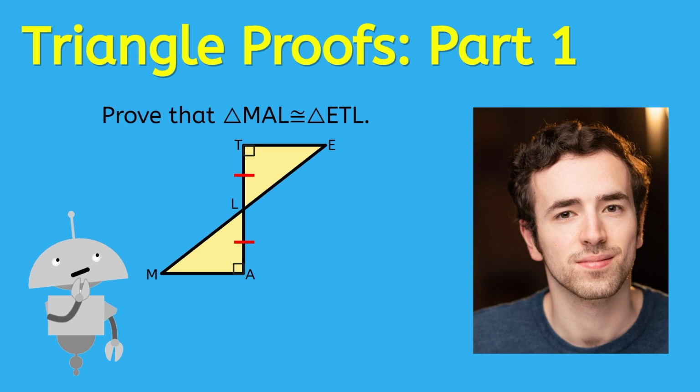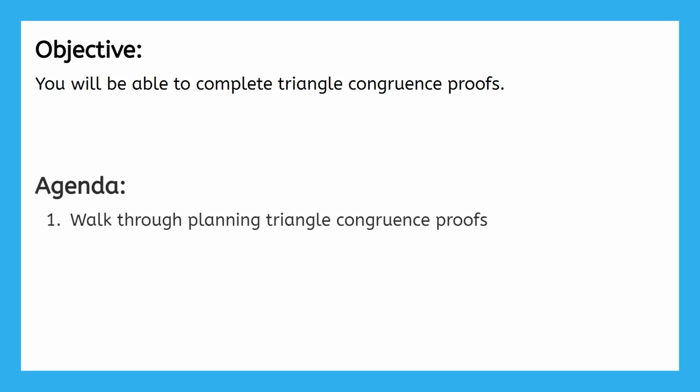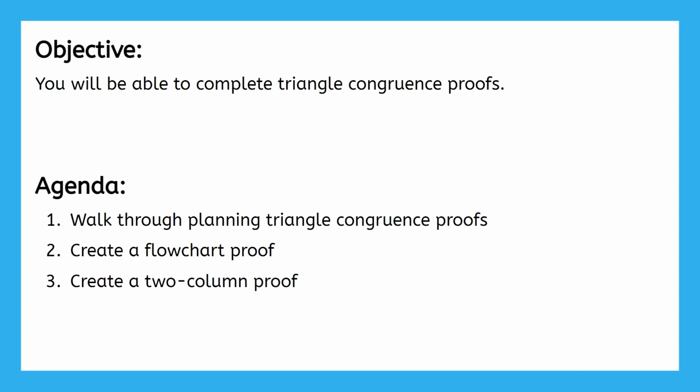As always, you'll want to have your property review activity on hand, and you may want to flip to section 5 specifically, since those are your triangle properties and theorems. By the end of this lesson, you will be able to complete triangle congruence proofs. First, we'll walk through planning triangle congruence proofs. Next, we'll create a flowchart proof. And finally, we'll create a 2-column proof.